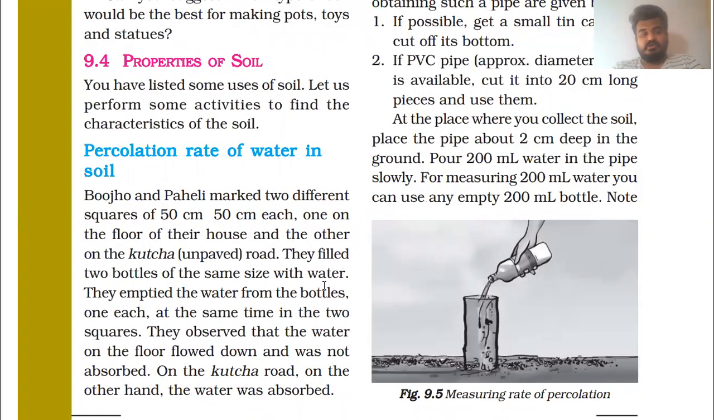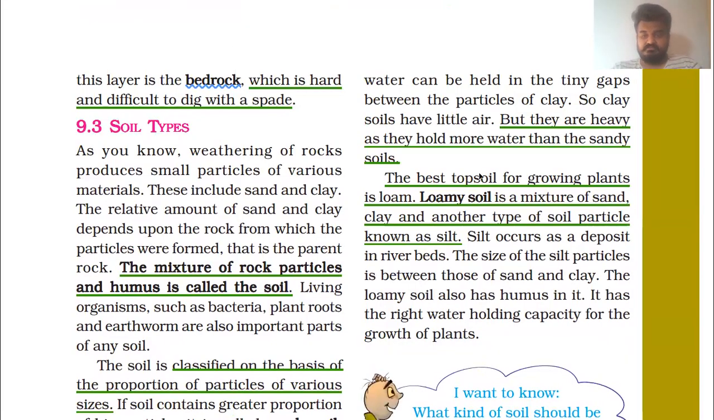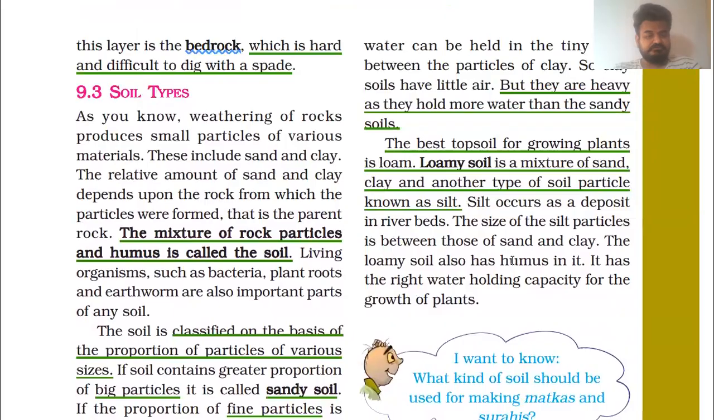Our upcoming topic is 9.4, properties of soil. In this one we will study the percolation rate of water in soil. Let's see. You listed some uses of soil. Here we have discussed which type of soil is best for agriculture. Yes, the best topsoil for growing plants is loam. Simply loamy soil. Loamy soil is a mixture of sand, clay, and another type of soil particles known as silt.